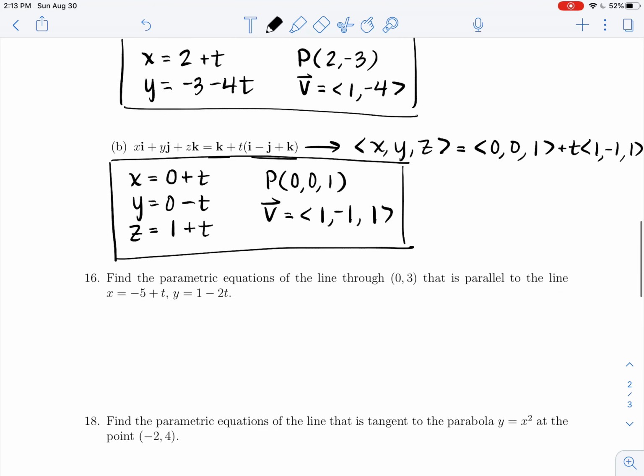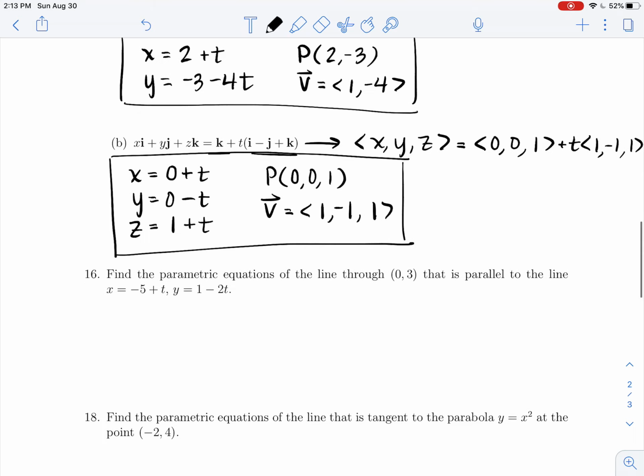All right. So now we want to find the parametric equations of the line through the point (0, 3) that is parallel to the given line there. So one thing that we know for certain is we know a point on this line, (0, 3). The only other thing that we need in order to find the parametric equations is a vector along it.